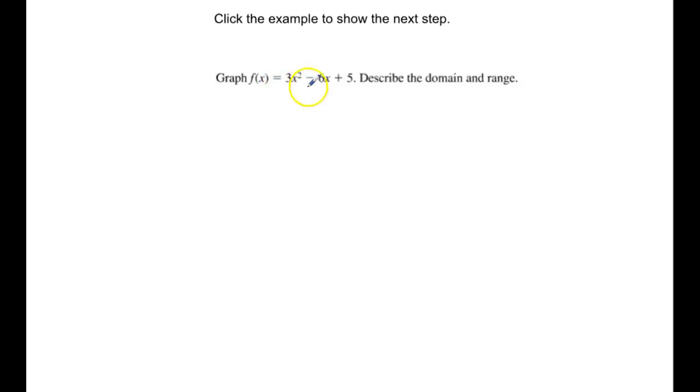Okay, so now we're going to actually graph this. In the previous example, we just found the vertex and the axis of symmetry. Now we're actually going to be graphing, and then we have to find the domain and range. So the first thing I want to do is find the vertex. Number 1 is find the vertex. I use my a, which is 3, my b is a negative 6, don't lose this negative sign, and my c is 5.